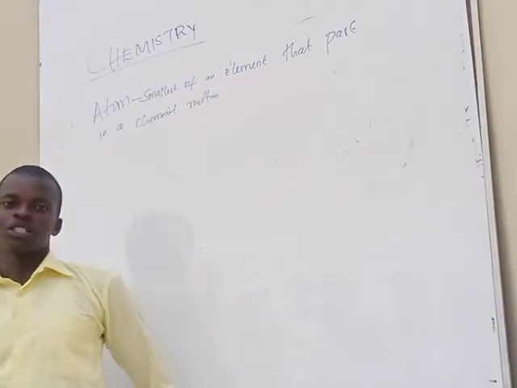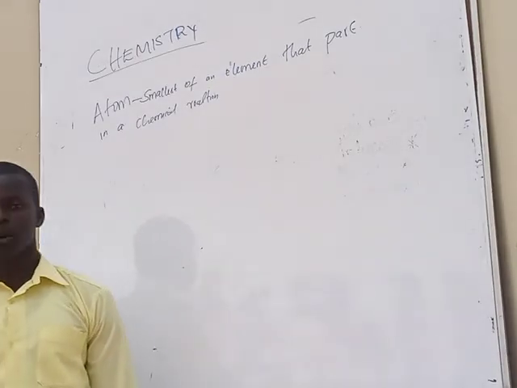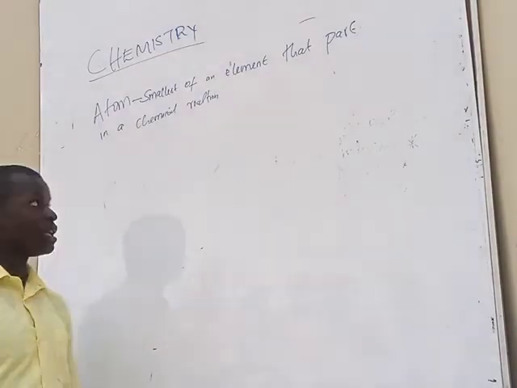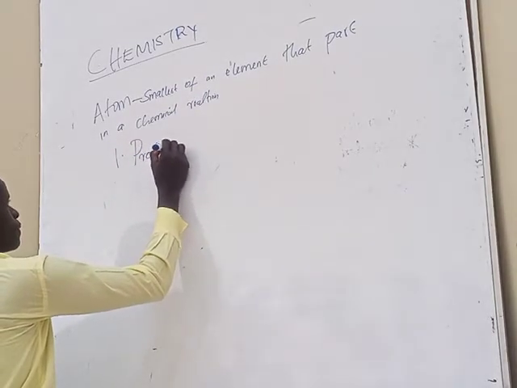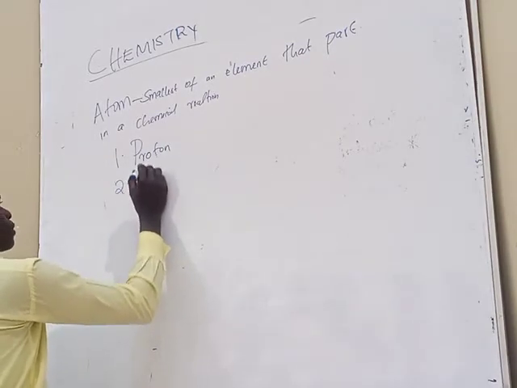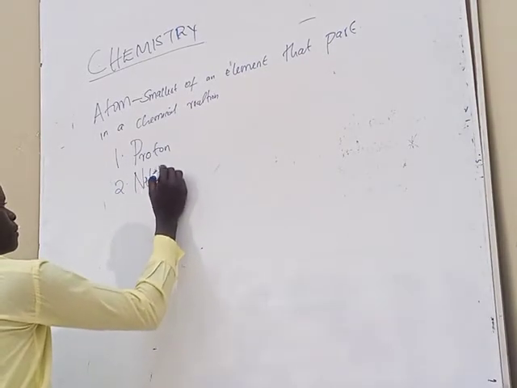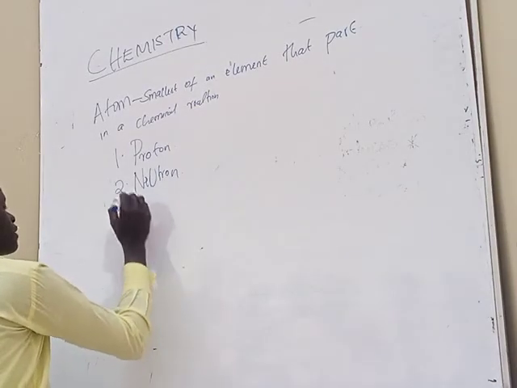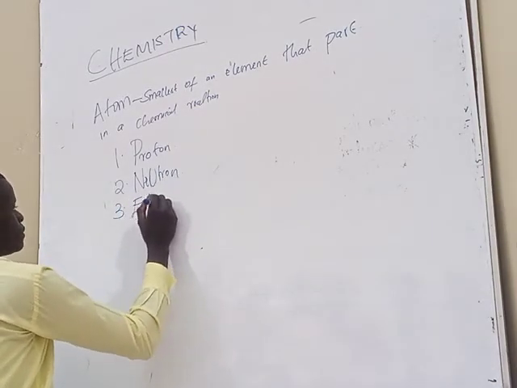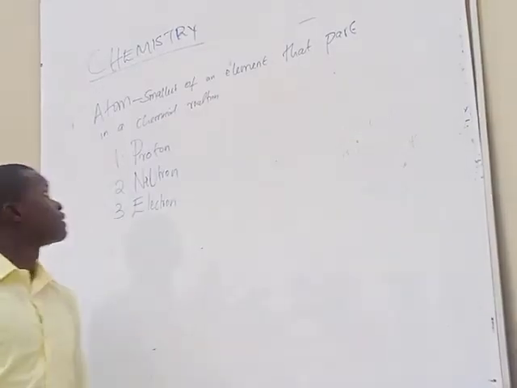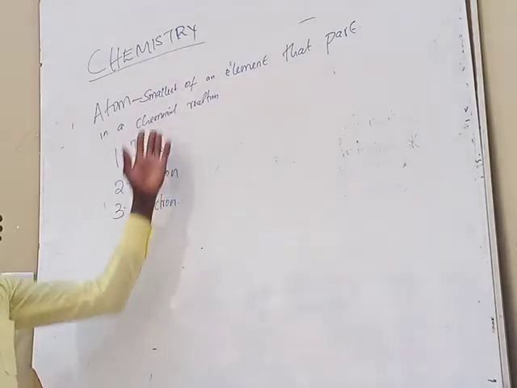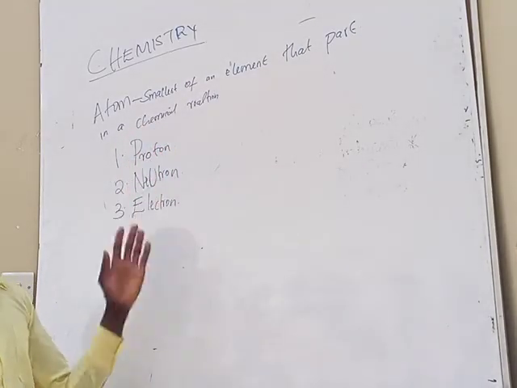So the atom is made up of some other particles, which are the subatomic particles, which are three. The first subatomic particle we call the proton. The second one is the neutron. The third one we call the electron. Just the way we described what an atom is, we are also going to describe the proton, neutron, and electron. Let's begin with the protons.